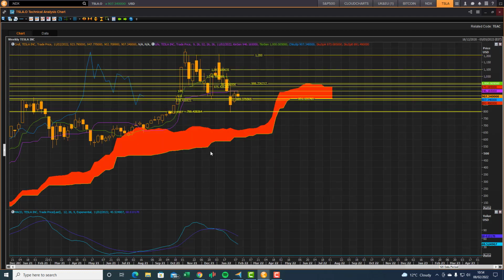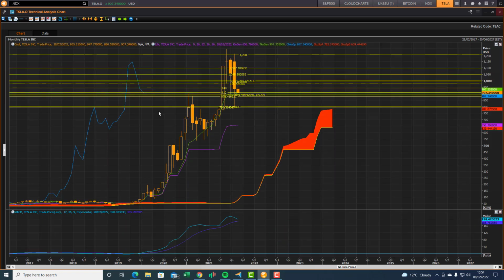On the weekly, you can see our 891, the front end cloud chart support zone, makes for a nice rebound. We did test this level of 800, and that comes from these lows on the weekly chart, as well as this cluster of support there on the weekly. There is still some downside to the bottom end of the cloud here, but so far the front end of the cloud on the weekly, 891, is holding up.